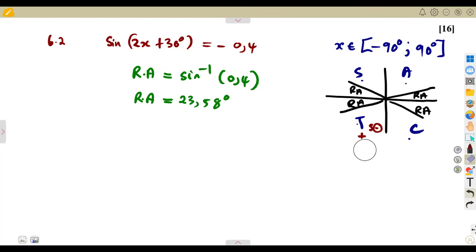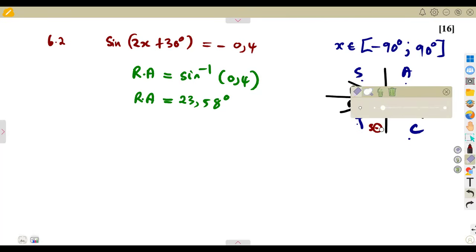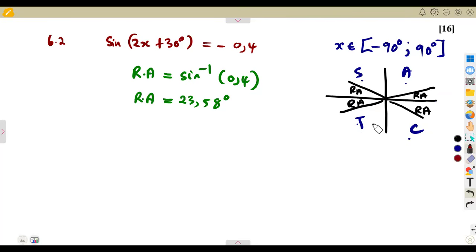So these are the two quadrants that we are going to have at the end, with our sine being negative. We are going to take our answer in the third and in the fourth quadrant, where sine is negative. But this is the idea then.